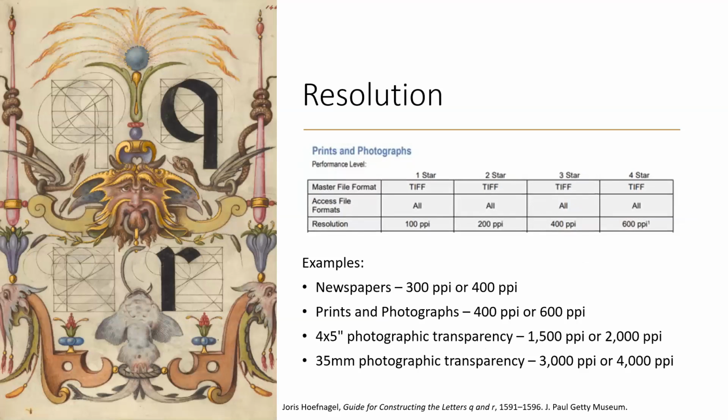Okay, resolution determines the amount of fine detail that you capture. Not all types of material have the same resolution requirements. So for example, while most documents can be scanned at 300 or 400 ppi, a 35mm slide should be scanned at a much higher resolution in order to capture all of the information contained in it. So here are a few examples of FADGI's resolution recommendations for different types of material at the 3 and 4 star level.